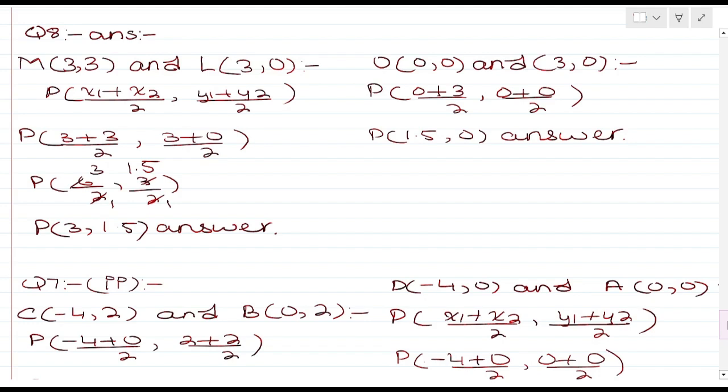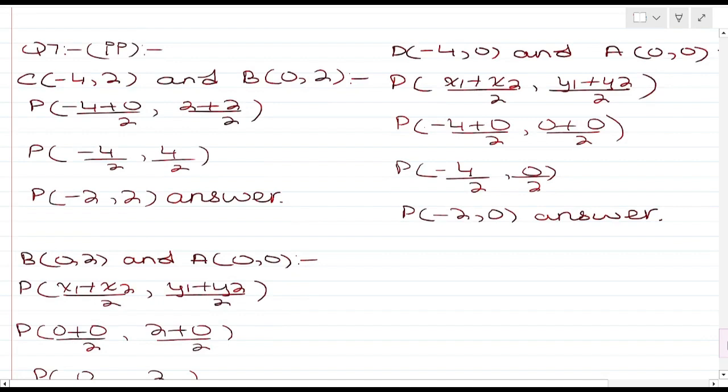And the second part of question number 8, here we have 0 comma 0 and 3 comma 0. Okay, so 0 plus 3 divided by 2, that is 1.5, and 0 added with 0 over 2, so that is simply 0. We are going to complete the second part of question number 7.